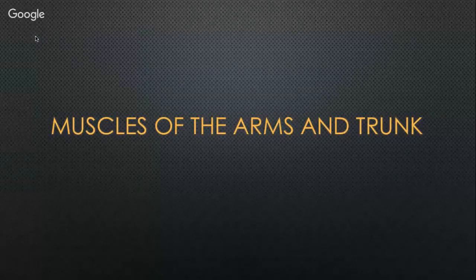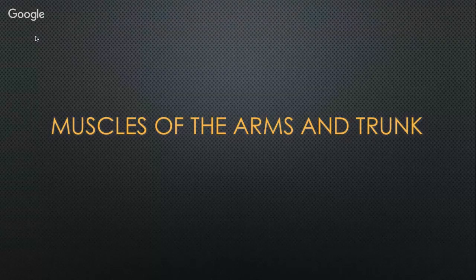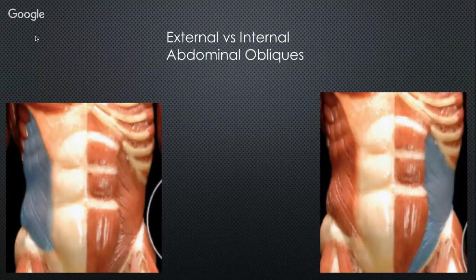So today in this video, I'll just be talking about muscles of the arms and trunk. This will just be a quick little review. So the first thing I wanted to talk about is external versus internal abdominal obliques. Be careful when identifying these. You can get them easily mixed up.